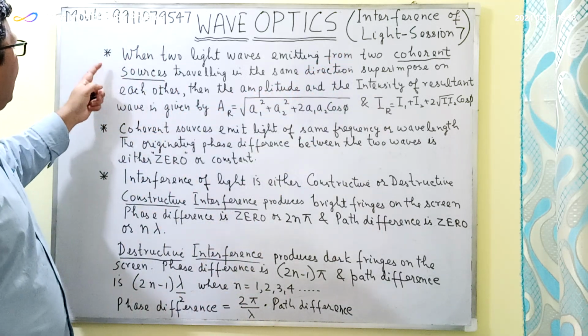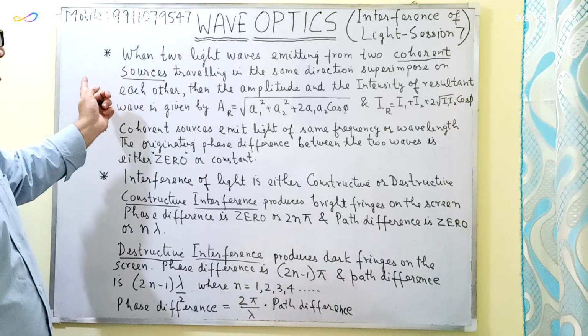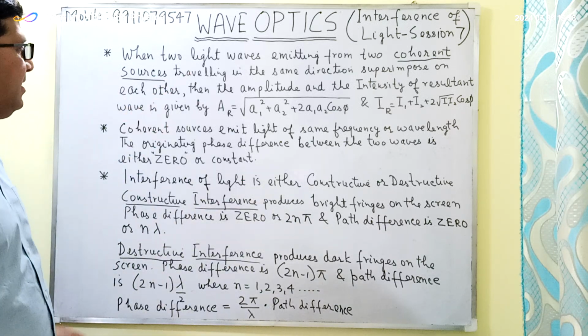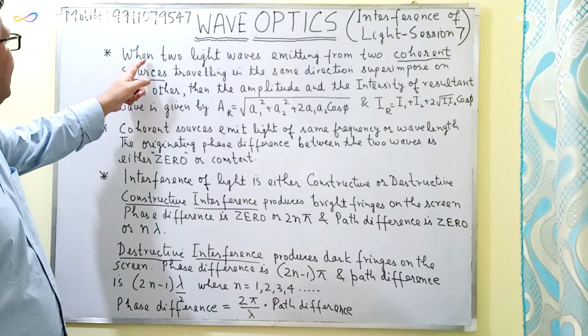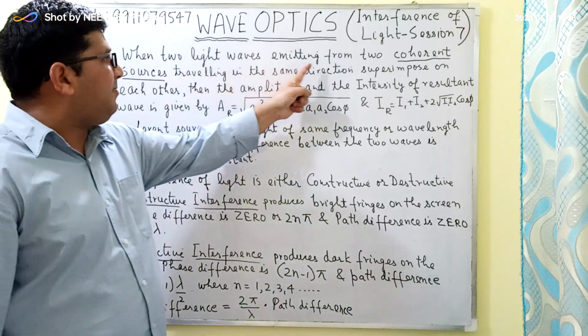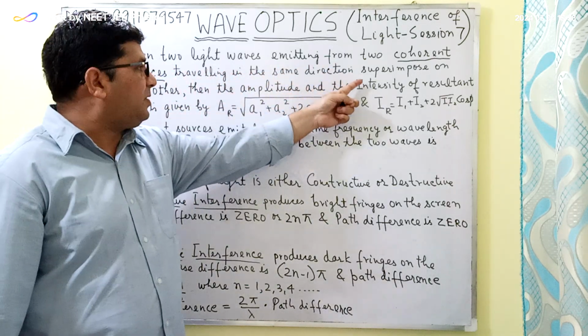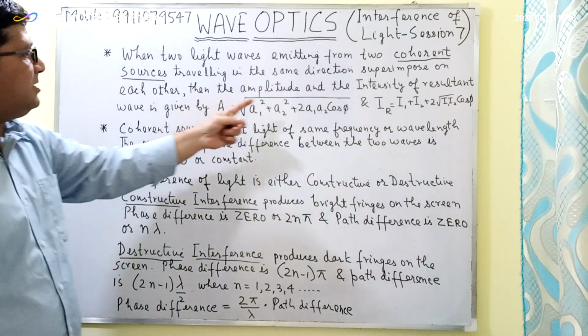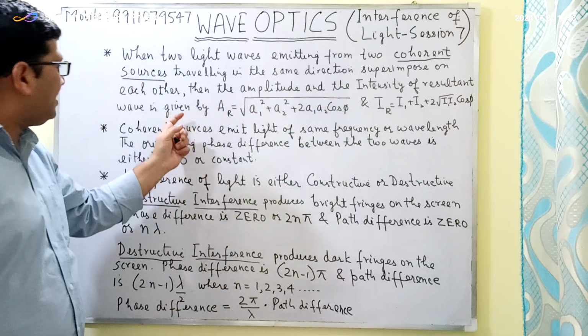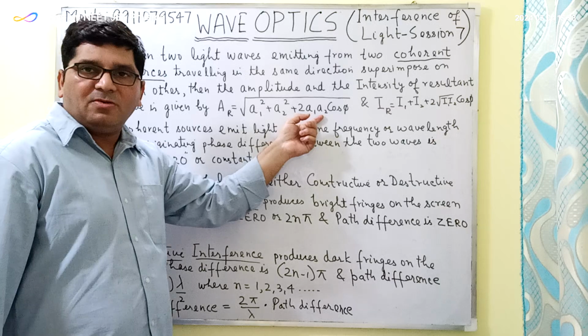The first point is the definition of the interference of light. The definition is: when two light waves emitting from two coherent sources and traveling in the same direction superimpose on each other, then the amplitude and the intensity of the resultant wave are given by these two formulas.